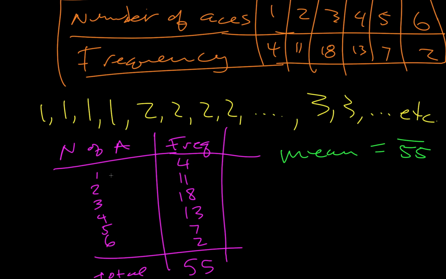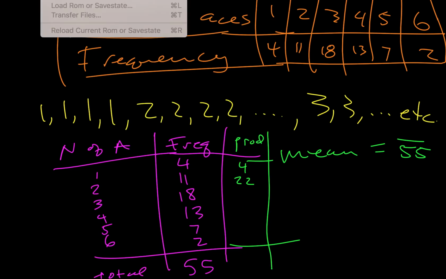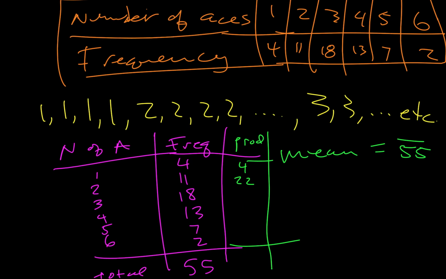To do that, I'm just multiplying, so this would be like the product. I guess I do want the stuff that they put in their table. So we're going to go 4, 22, 18 times 3 is 54, 4 times 13 is 52, and then 35 and 12. Okay, if we add those up, we get 179. And so that's what the top of this is going to be.